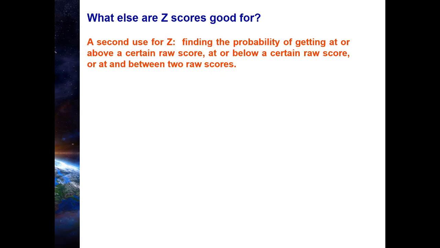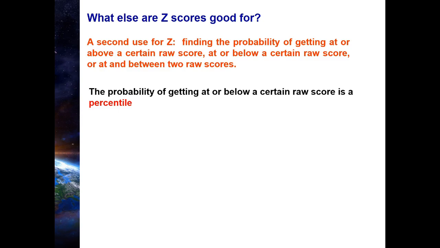And the first reason why we do this is something that you're all very familiar with, but you might not realize it. And that is that if we convert a raw score to z and we look at the probability of getting below it, actually at and below it, those are called percentiles. Right? Percentiles. So that's probably very familiar to you.